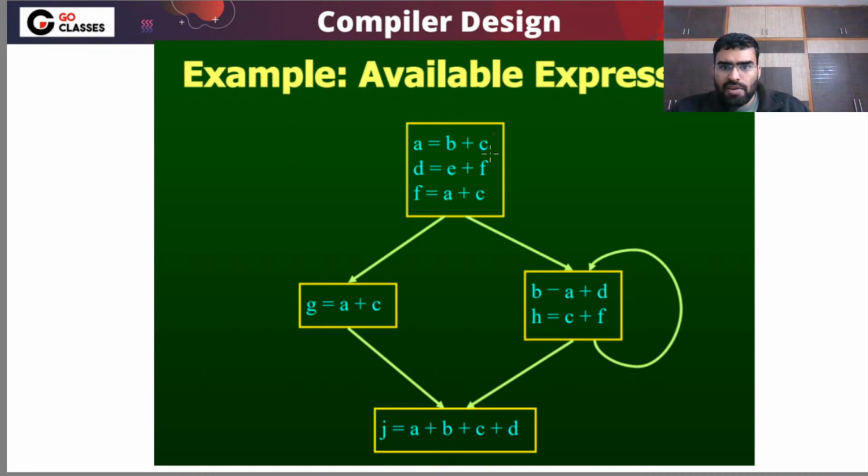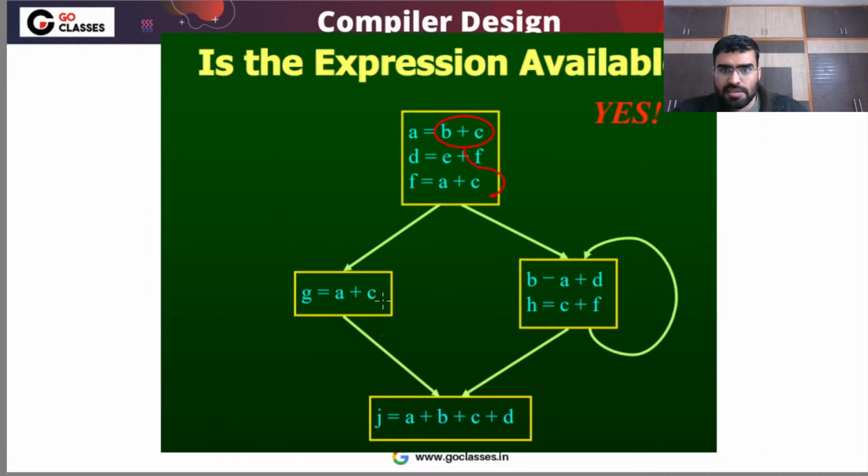Tell me about available expressions. This is your control flow graph. For this control flow graph, tell me, is the expression b plus c available here at this point? The answer is yes. Why? Because we are not changing b and we are not changing c, so b plus c is available here. Is this clear to everyone? Correct or not?